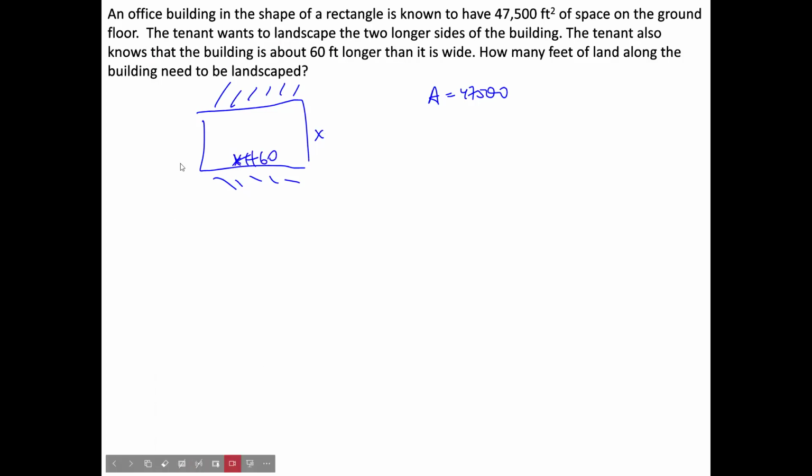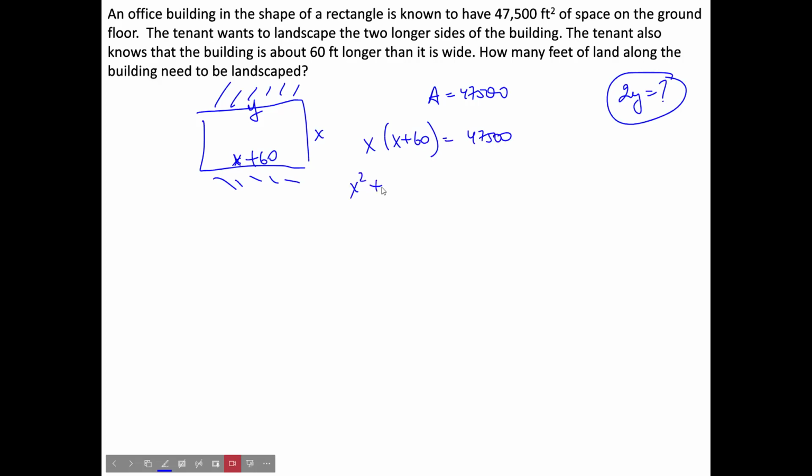Let me clear that mess. Okay. So basically, we need to know how many feet of land along the building needs to be landscaped. So what we're looking for, if this is y, is 2y. That's what we need to find. One thing is to solve an equation. Another thing is to solve a fairy tale story. Right? So what I know, x times x plus 60 equals 47,500, right?